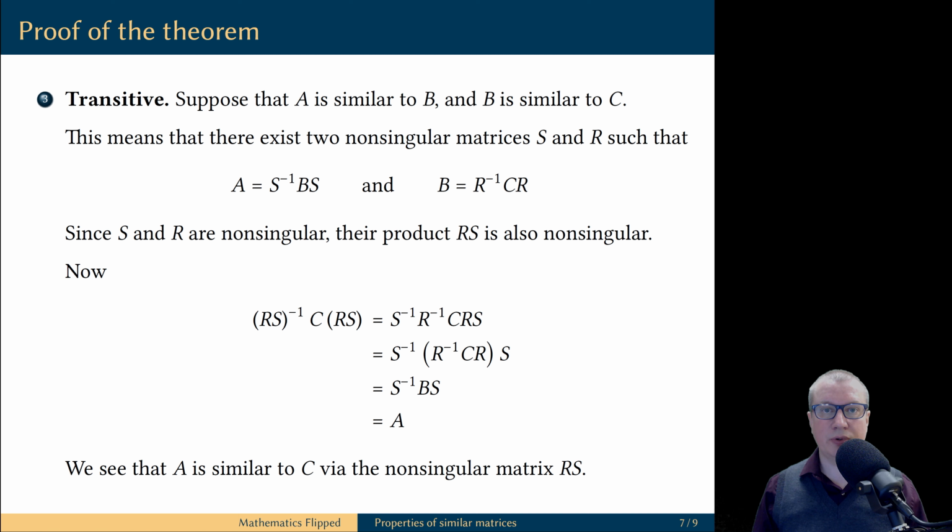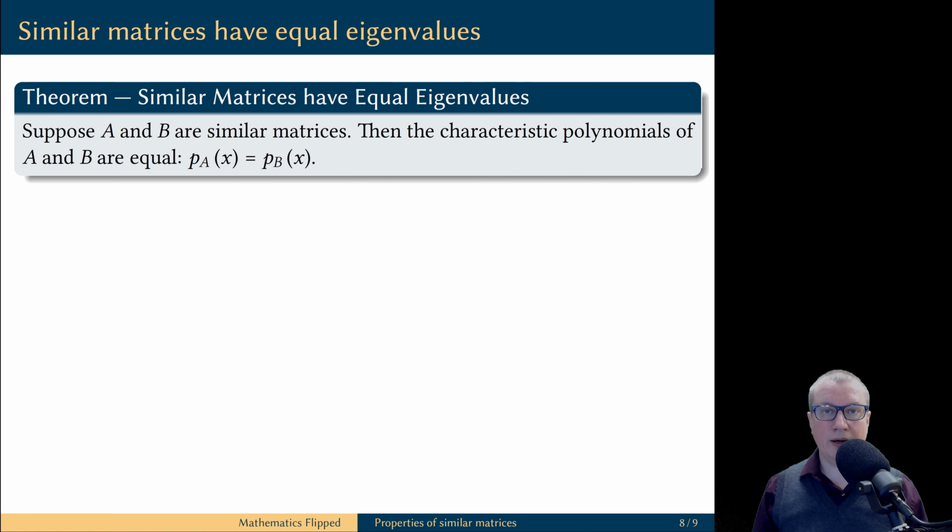In particular, we proved that this relation is symmetric. So if A is similar to B, then B is similar to A. Therefore, we can say that matrices A and B are similar to each other because this relation works in both directions. Now, let's observe that similar matrices have identical characteristic polynomials.